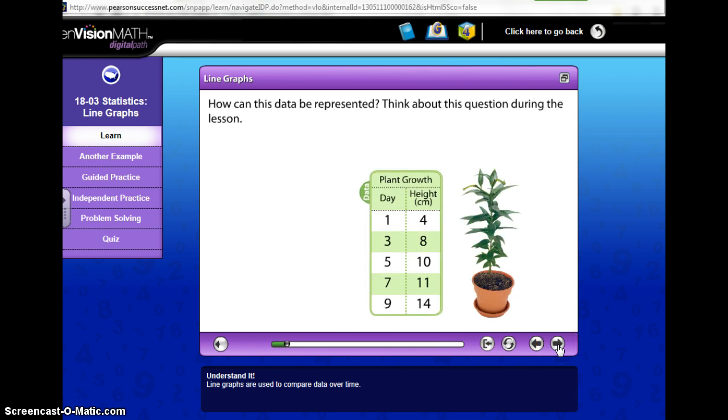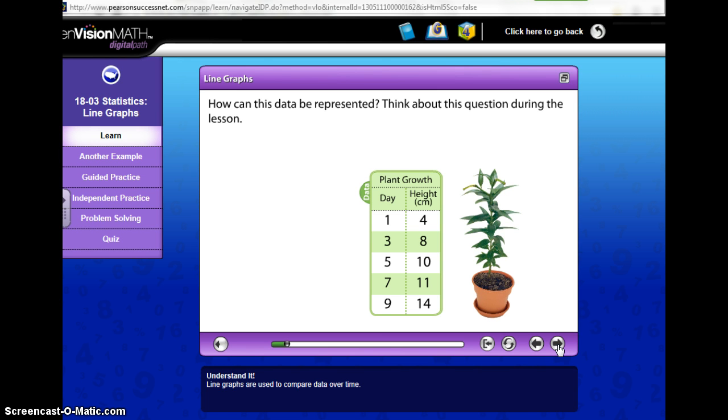How can this kind of data be represented? How can we show this? Well, there's one really important thing about line graphs that everybody has to remember. The only time we use a line graph is when we see a change over time. When something changes over time is the only time we ever use line graphs. Now that time could be minutes, it could be hours, it could be days, months, years, whatever.